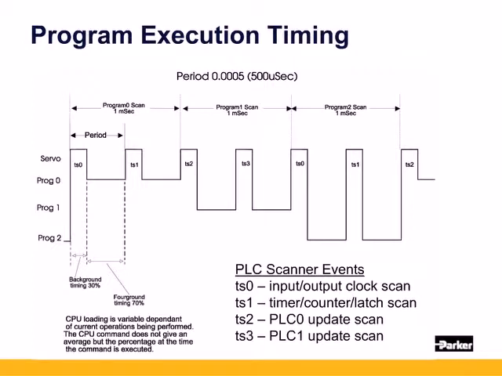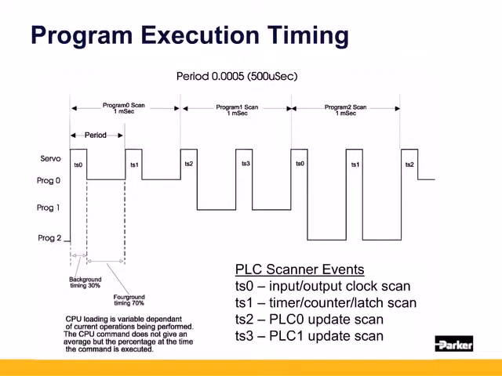PLC programs are linked into the PLC scanner. This is a list of events that are to be executed at the servo interrupt rate period. The default is 500 microseconds. During each servo interrupt, a single event from this list is executed. This event is executed in its entirety, and the next event is executed during the next interrupt. This process is repeated after the last item in the list.